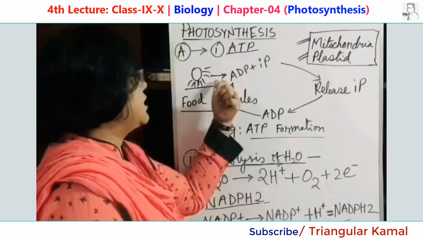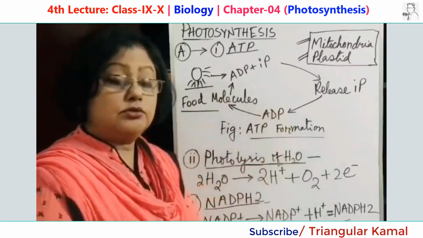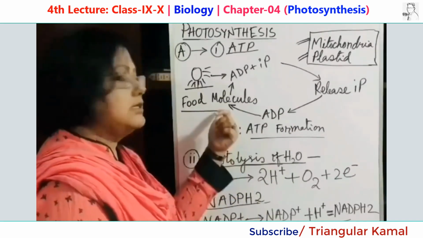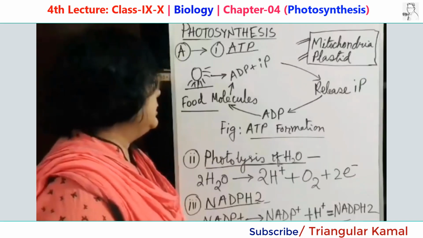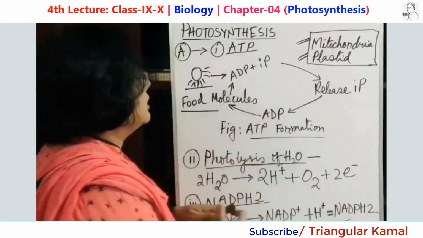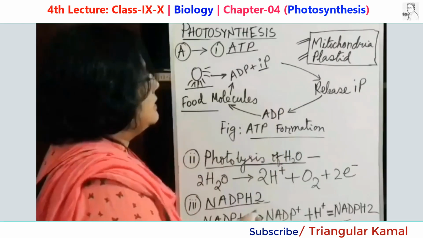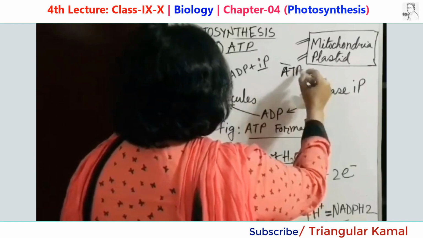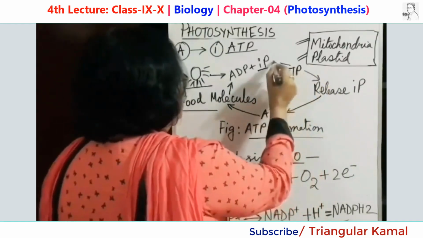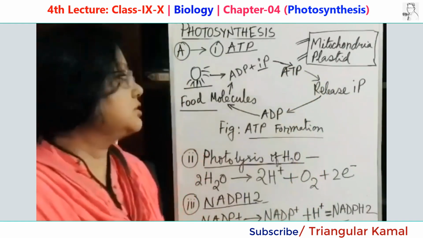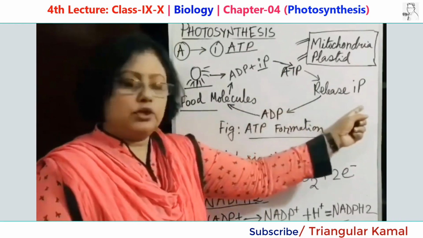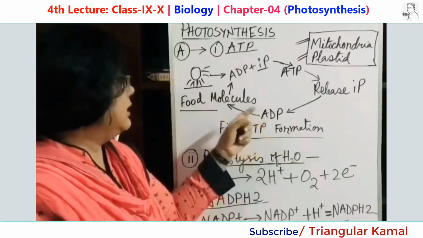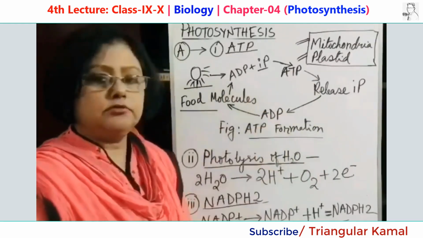So what is happening in the thylakoid? The energy is absorbed from sunlight by the chlorophyll present in the thylakoid, and that energy lets ADP combine with inorganic phosphate and turn into ATP. Then when the cell needs energy for other activities, it releases one molecule of inorganic phosphate and turns again into ADP, and it is a circular process always happening within the cell.